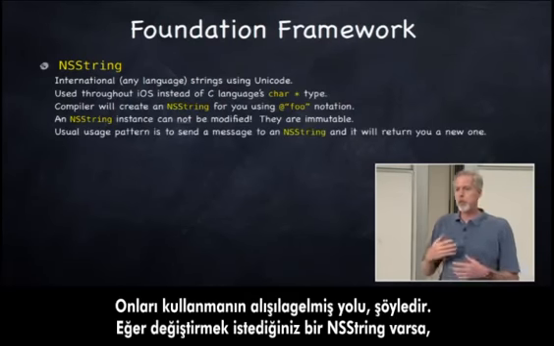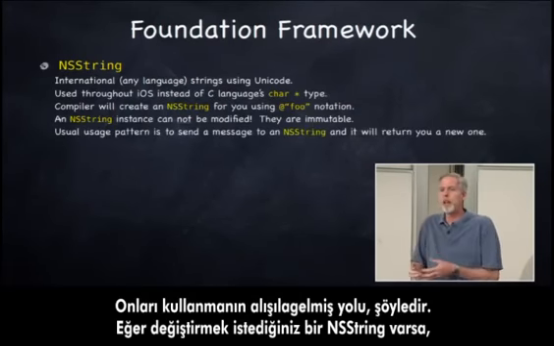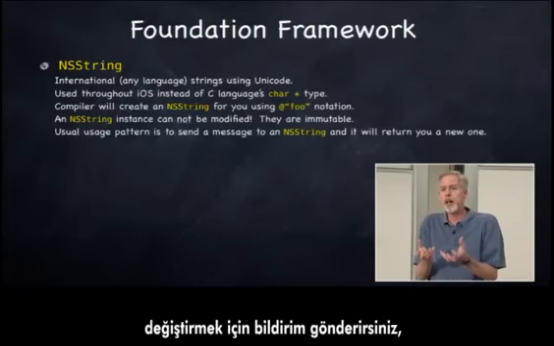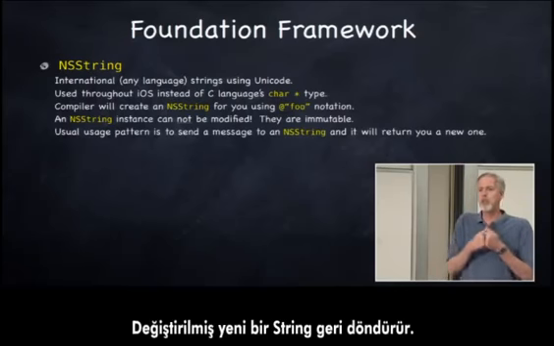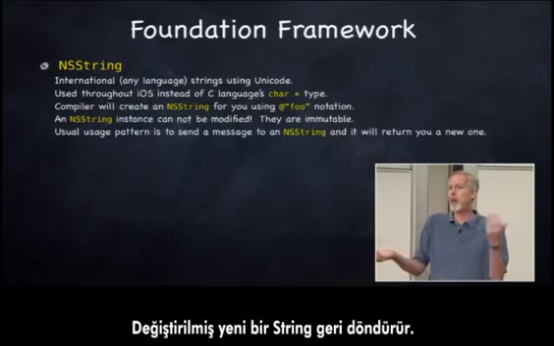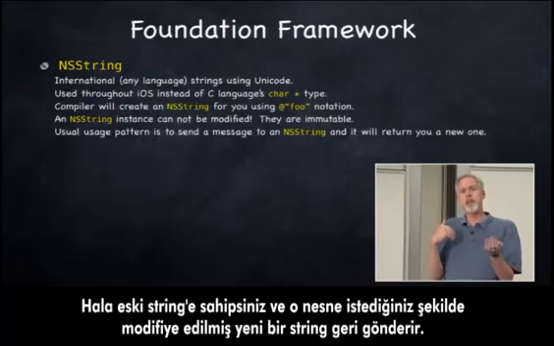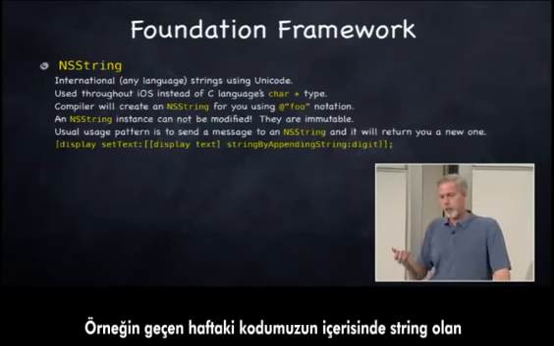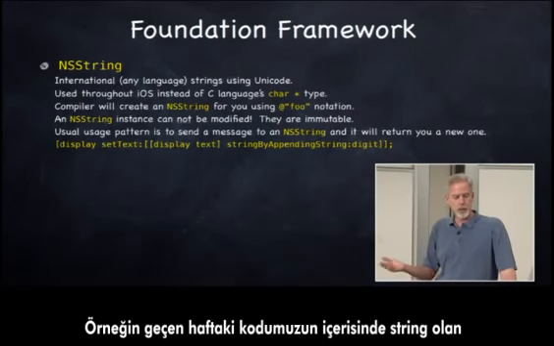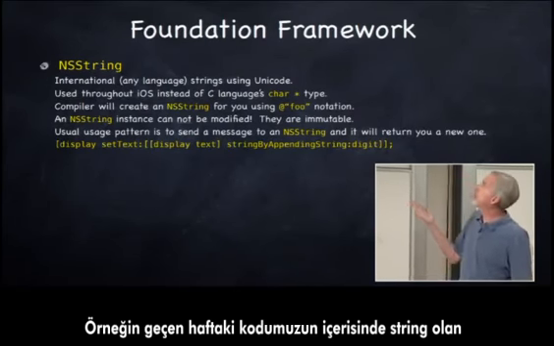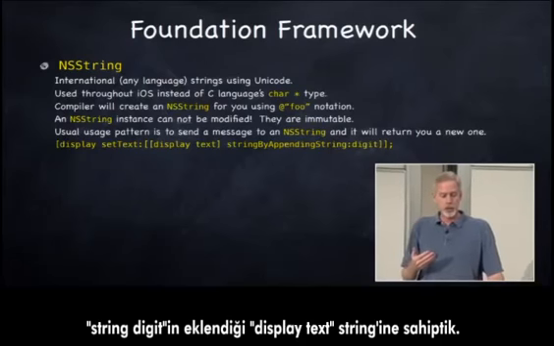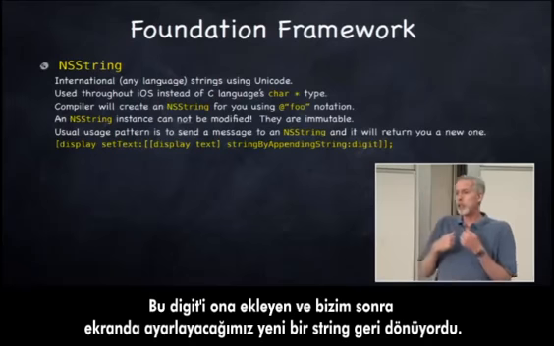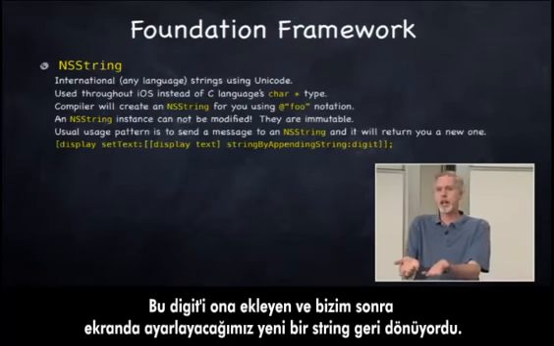So the usual pattern for using them is you have an NSString that you want to modify, you send it a message to modify, and it sends you a new one. It returns a new string that is modified. You still have the old string, and it returns a new string that is modified in the way you're asking for. So, for example, in our code from last week, we have displayText stringByAppendingString digit, that takes the display text, which was a string, appends that digit to it, and returns a new string, which we then set as the text in the display.